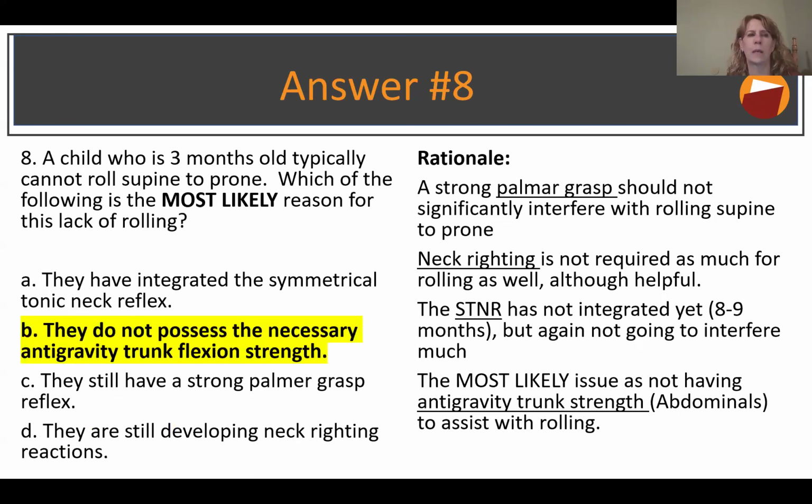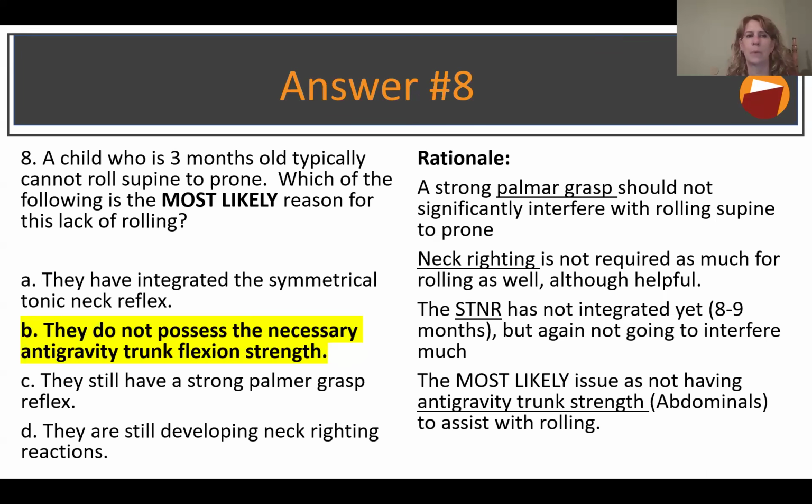All right, and the last one. Why can I not roll? This was maybe a little tricky one because you had to get rid of some of the primitive reflex ones. People answered 9 and 10. That's funny. Okay, so number 8, most people said B, right? So this says at 3 months, why can't they roll supine to prone? Because they integrated the STNR.